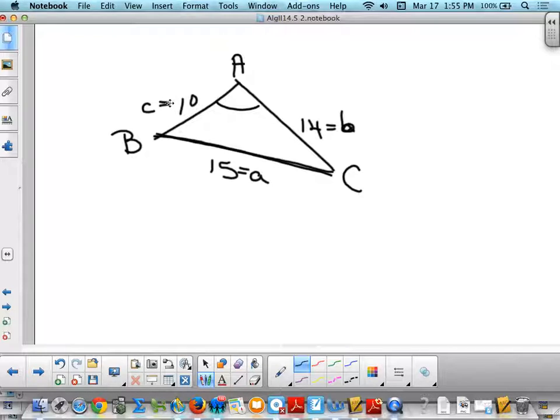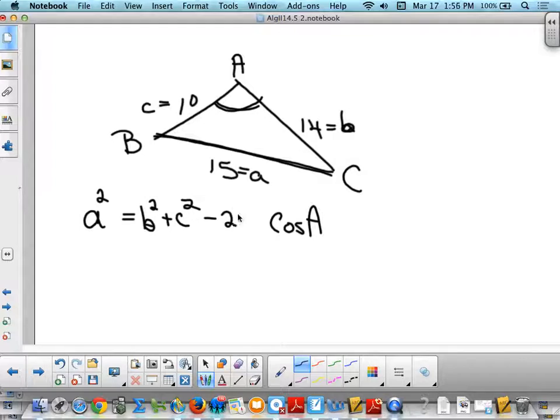We want the angle, so you have to know what you're looking for. You're looking for A. So it's cosine of A equals, what's over here? A squared. Filling in the formula, it would be B squared plus C squared minus 2BC.